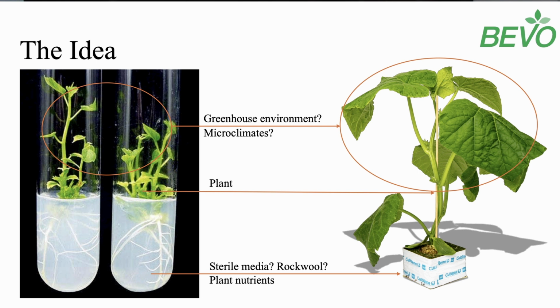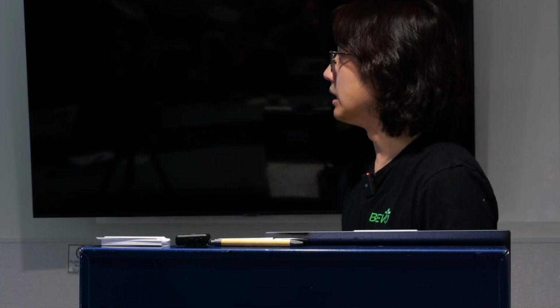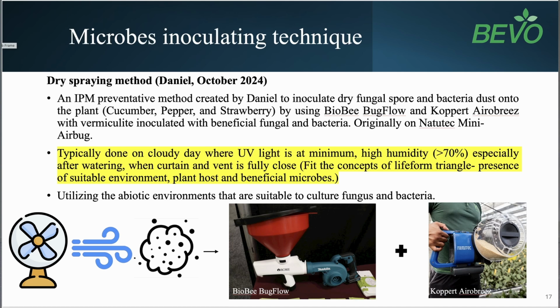So back to the life form triangle. We have all these factors: we have the environment, we have the plant, we have the microbes. Can we start growing beneficial microbes in this case? Short answer, yes. A microbe inoculation technique is a dry spraying method created by me to inoculate dry fungus spore and bacteria dust into the plant.